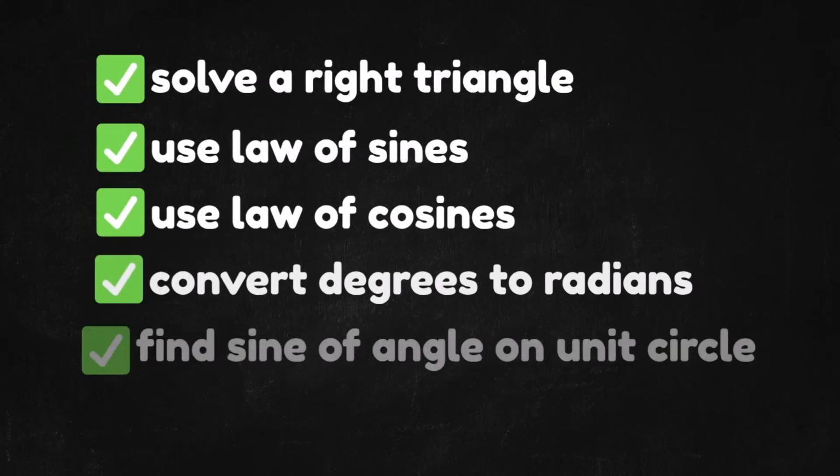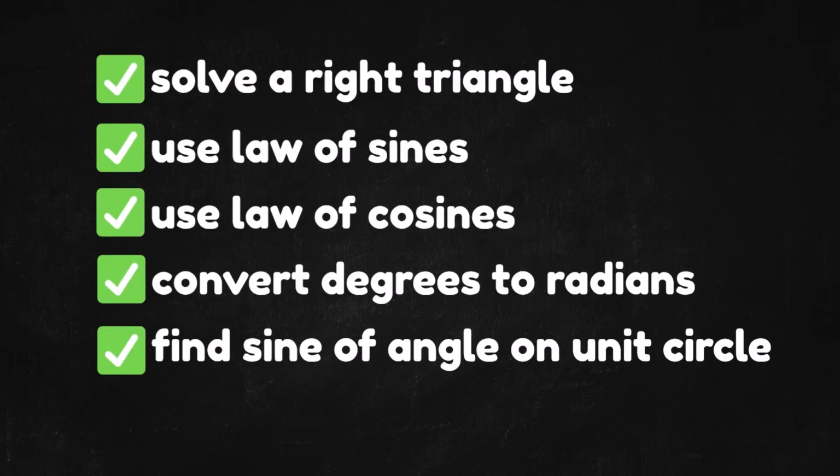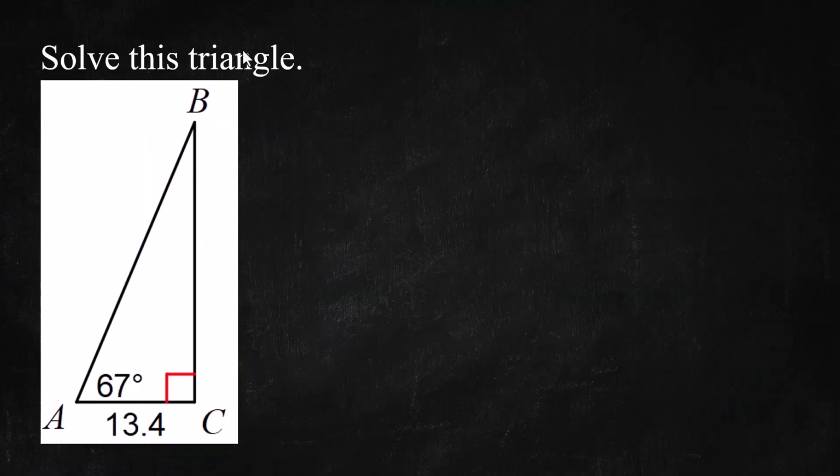If your teacher did trig in your Algebra 2 class, here are 5 questions you might see on your Algebra 2 final. No chit-chat, just the math. Let's go. All right, I got a right triangle here, and you're supposed to solve the triangle. What that means is you just need to find all the missing parts.